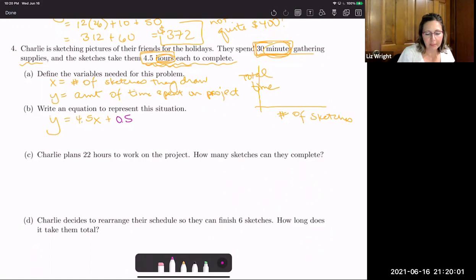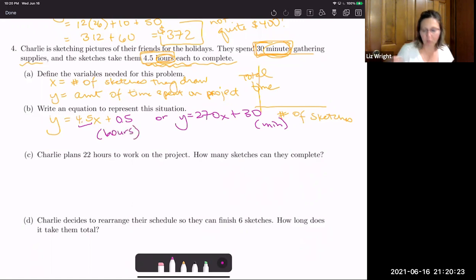The other thing you can do is say, well, 4.5 hours is how many minutes? And you could have written it like that too. So Y equals 270x plus 30. This one would be in minutes, and this one is in hours, and that's fine. Let's keep them both there and see what they ask us for down here, which might depend on the unit of measure. It says Charlie plans 22 hours to work on the project.